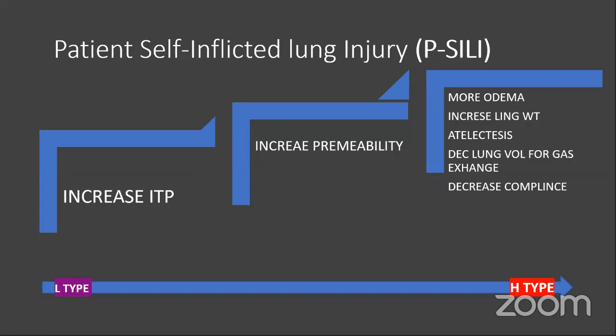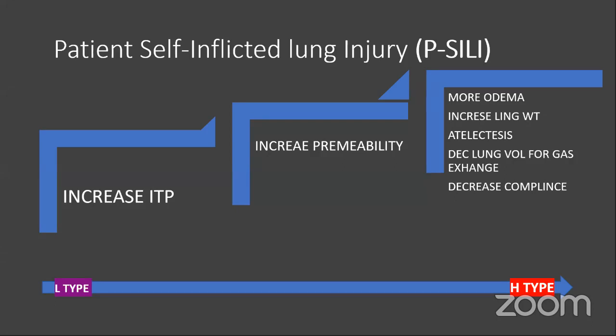Then sometimes patients start as L type and progress to H type, which means patients start with normal compliance and after some time progress to H type. It depends, of course, on the progress and severity of the disease. The normal progression may start with good compliance and only ground glass patches, then complete the full picture of ARDS because of progressive disease. But we have another mechanism why patients progress from L type to H type, which is called patient self-inflicted lung injury.